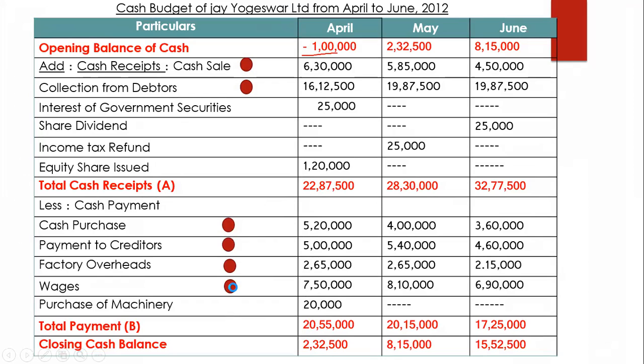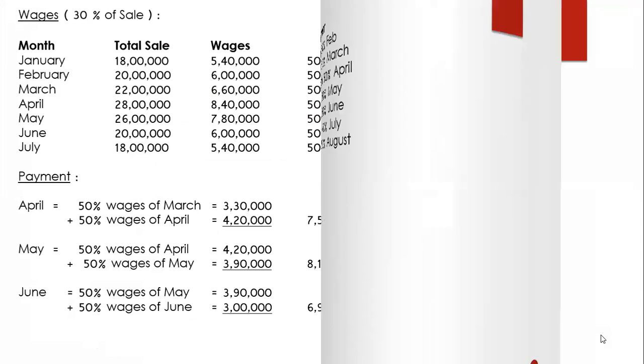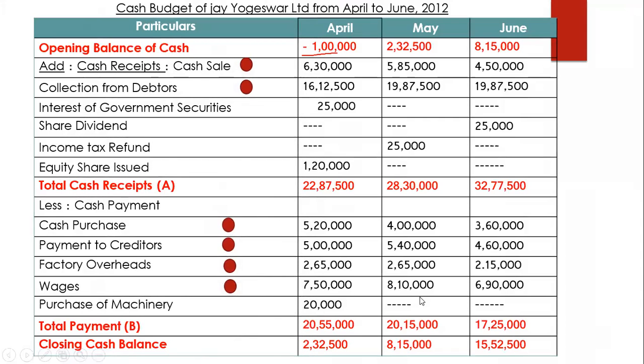Wages also we have calculated: 7,50,000, 8,10,000, and 6,90,000. So 7,50,000, 8,10,000, and 6,90,000. Purchase of machinery is done in April. So we have made the initial payment of 20,000 that will be shown in April.